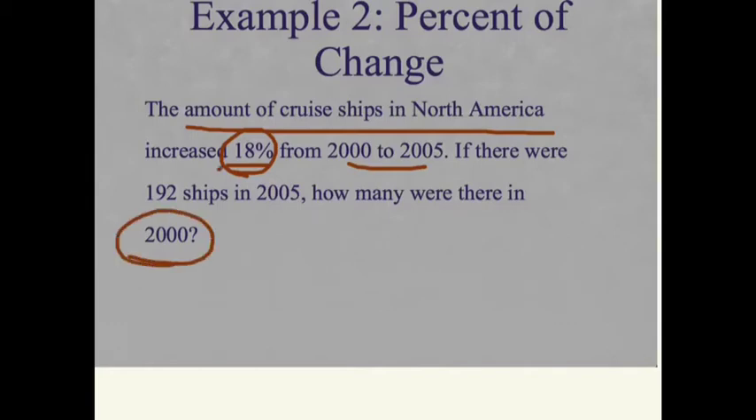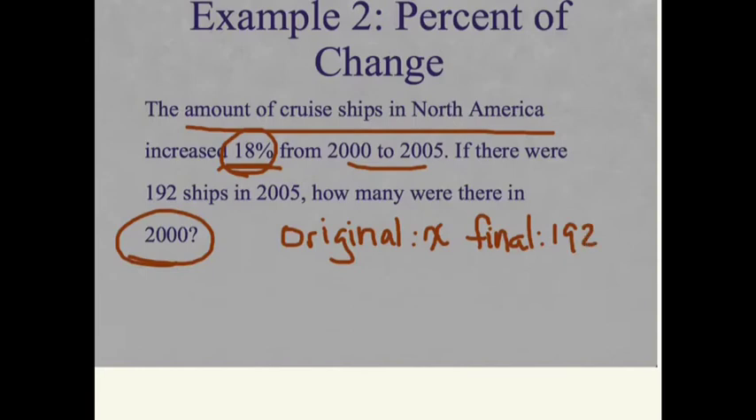So we have some information. We know the original amount, well, we're not quite sure what the original is, and when we're not quite sure in algebra, we put an X. And what we do know is the final amount, as of 2005, the final was 192. So we're going to set up the equation like we're used to. We're going to put X as the original, because that's what we always compare it to. We'll put 18 here, because we are given the percent change over 100. And over in the numerator, the change is going to be 192 minus X, because if I take the final amount and subtract the original amount, that'll be the change.